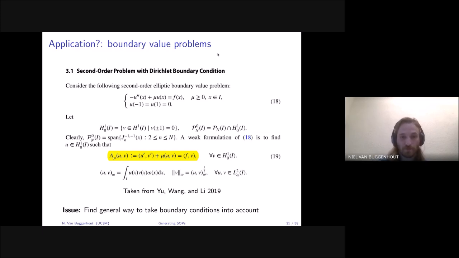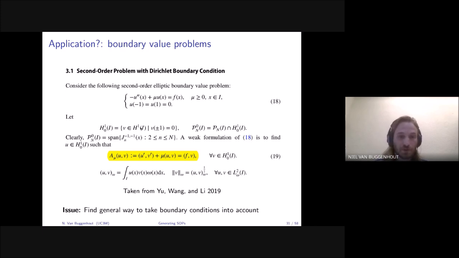So I took a snippet from this paper, and here in yellow you see that we have an inner product. This is a regular inner product, but over u with the accent, so the derivative of u and the derivative of v, plus mu times a regular inner product over the function values, the functions themselves. So this would be a Sobolev inner product. And it comes from this boundary value problem that you see in 18, the second degree ordinary differential equations with boundary conditions.